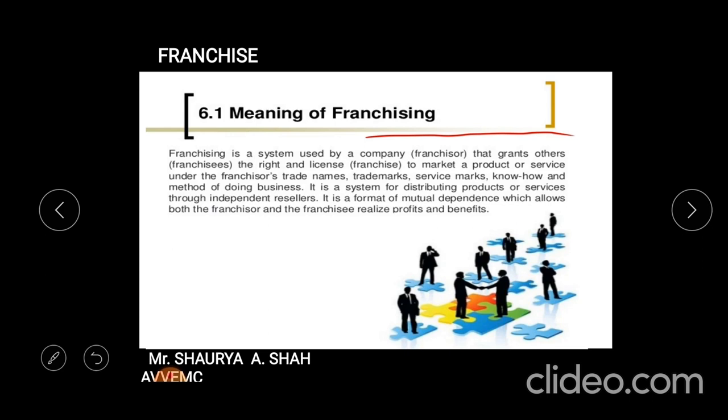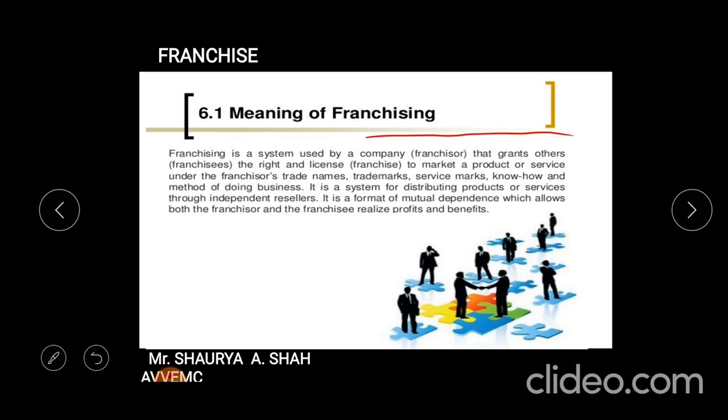We'll see it in detail with the help of an example. What does it mean? Again, it is a system for distributing products or services through independent resellers, right? So if I today don't want to open my own shop and I am a very good brand name in the entire market, say for example McDonald's, Pizza Hut, Domino's, what these people are doing, they have their own established company. So in order to sell more, they attract more and more people to start business with them.